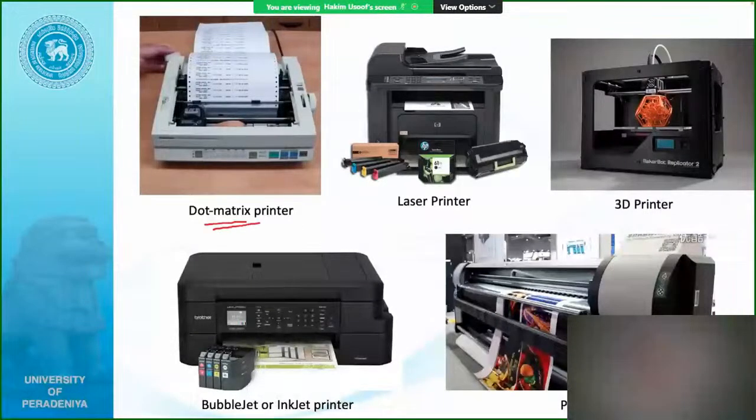If you want to print things like receipts, you use dot matrix printers. If you want to use ink to print, you use bubble jet or inkjet printers. The problem with bubble jet and inkjet is that if you get water on it, it typically runs, right? It blots.